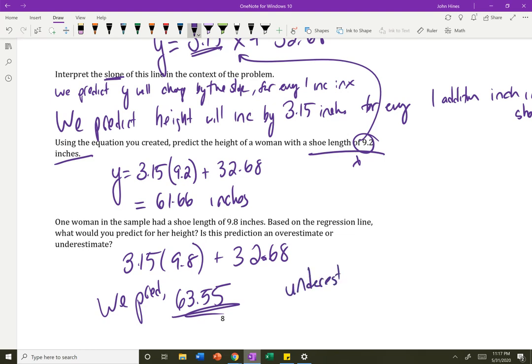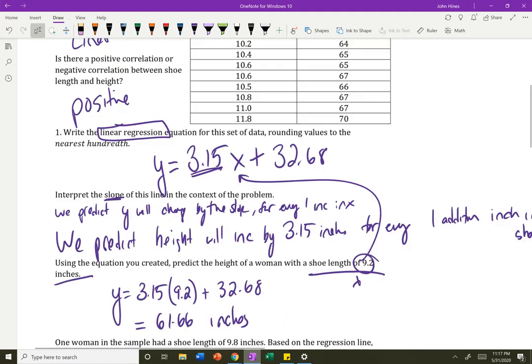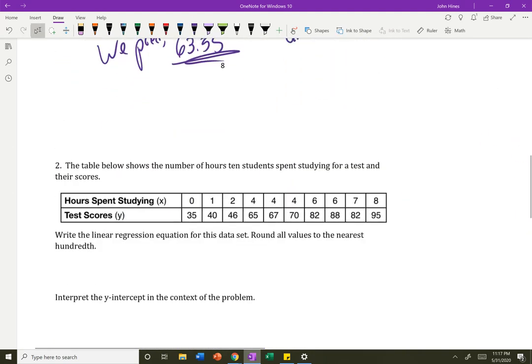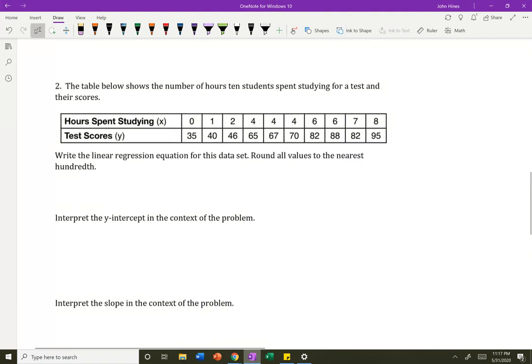I underestimated this woman's height. She's actually taller than our line predicts. Our line was an underestimate at that point. It's pretty close, but it's an underestimate. Let's do one more and I'll call it a lesson.